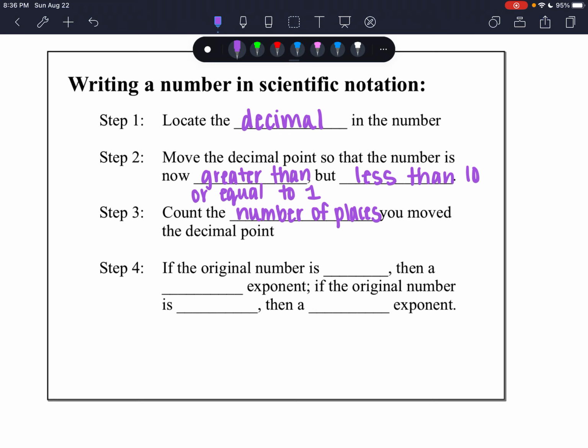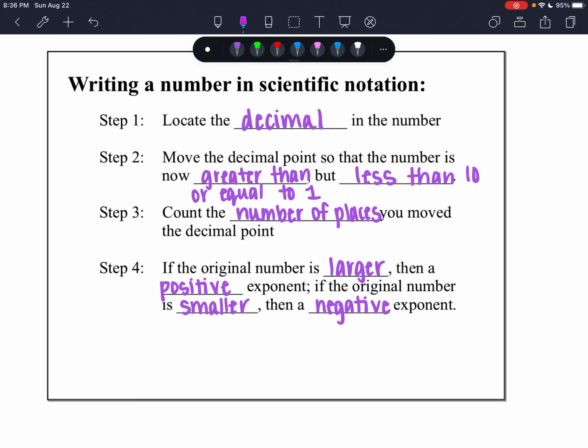If the original number I had is larger than what I'm seeing now, then my exponent is going to be positive, a positive integer. If the original number is smaller than what I have written now, then my exponent is going to be a negative integer. Now you're going to want to have two color coding devices out to color code this.